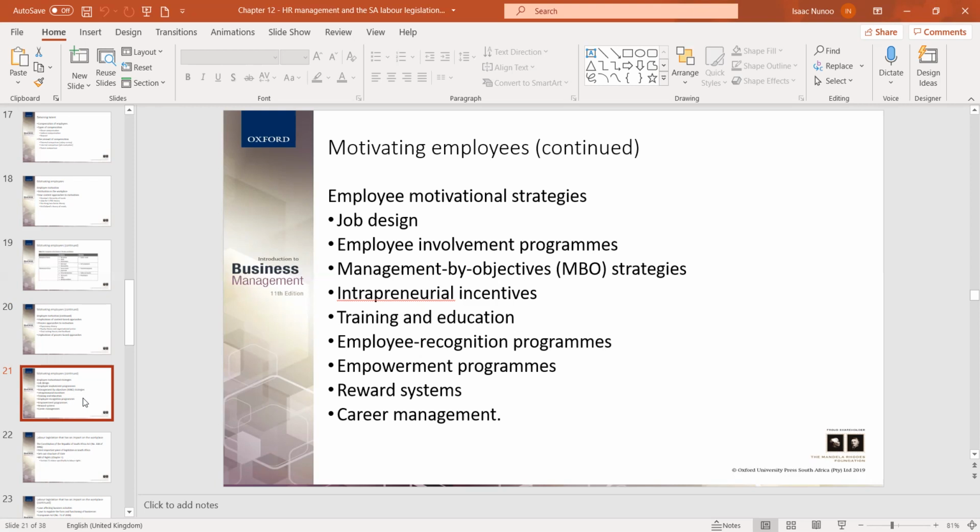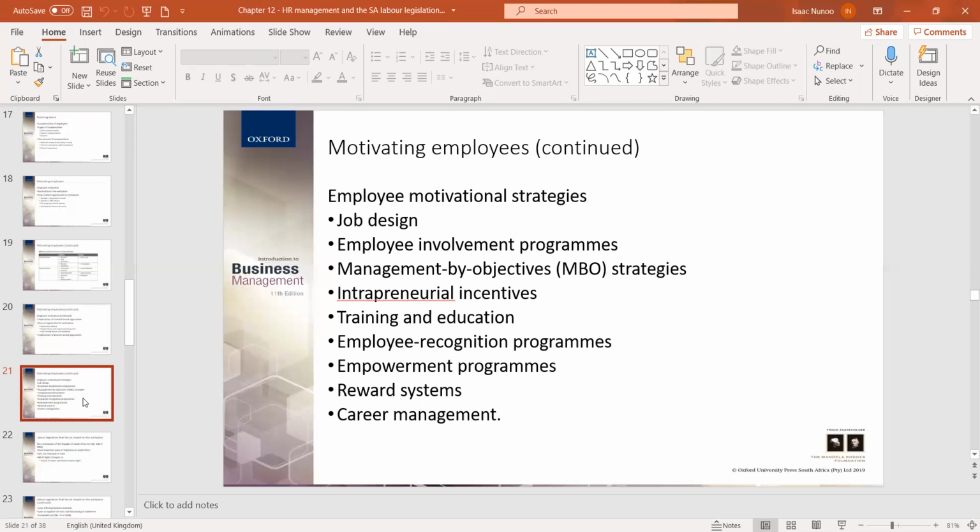We can also talk about intrapreneurial incentives. Intrapreneurial incentives are when new ideas from employees are being developed in an organization. Employees are being involved, the ideas are needed, and they come up with new ideas and suggestions that are important to the business. That is some form of motivational strategy. We can also motivate people through training and education, by constantly training your workforce or educating them on new strategies. Sometimes you even make them go to school or get better education in certain aspects to give them some form of motivation.